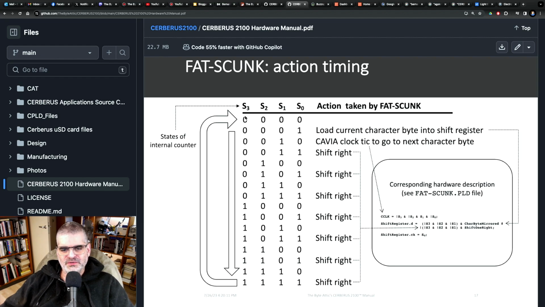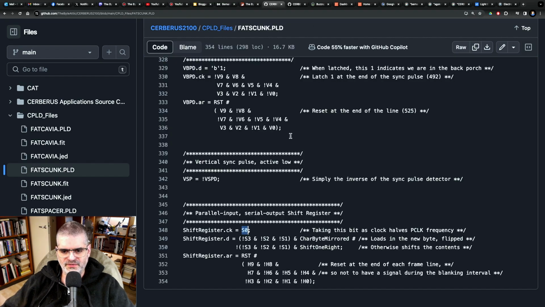That's what's happening. So there are 16 states. You load, you hit the Cavia clock only once out of 16, and you shift 8 out of 16. That's why you have half the pixel clock to double sample the pixels horizontally, and you have 1/16 of the pixel clock in Cavia to double sample everything horizontally. That's how you get all of that specified in this little bit of text here.